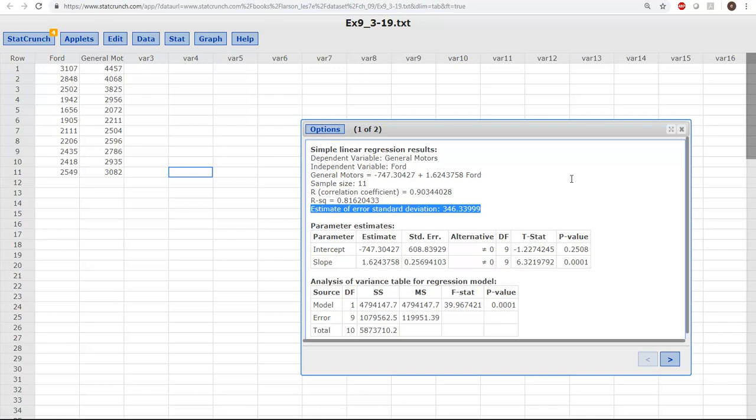Okay, so what that means is if we were to fix an X value, the corresponding Y values for that fixed X value would be normally distributed about the regression equation, and the standard deviation for that normal distribution would be about 346.34.